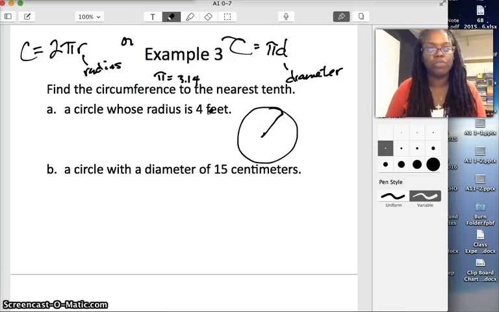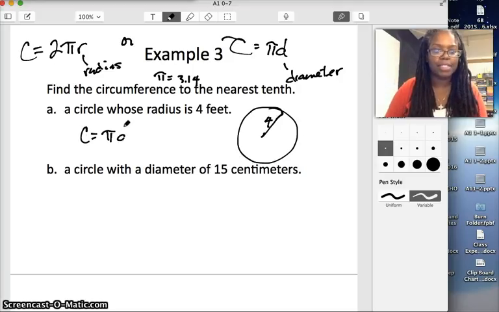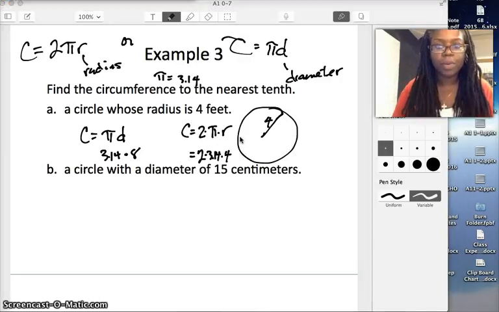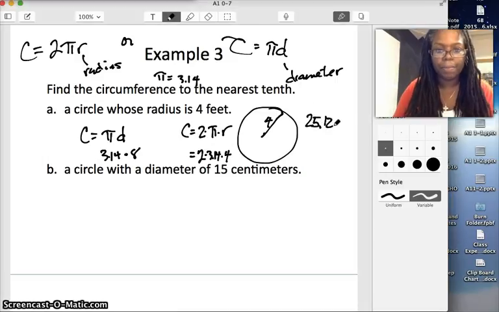So a circle whose radius is 4 feet, if the radius is 4 feet, the diameter would be 8 feet. So I can use C is equal to pi times d and do 3.14 times 8. Of course, I could use this other one since I was given the radius. I could say C is equal to 2 times pi times r, which is going to give me exactly the same thing, 2 times 3.14 times 4. You guys see that the 4 and the 4 times 2 and the 8 agree, and our final answer will be, I believe, 25.12, right?